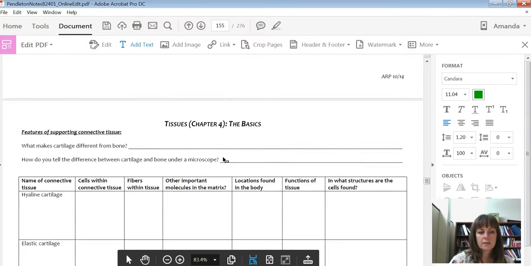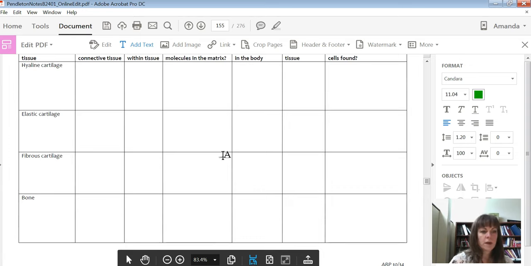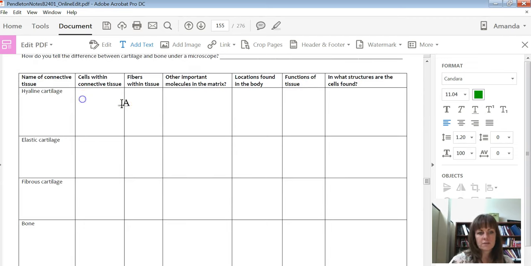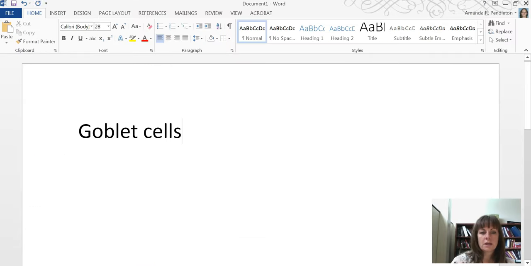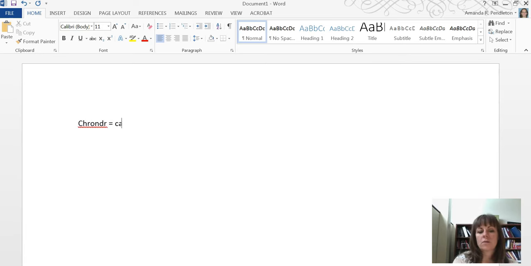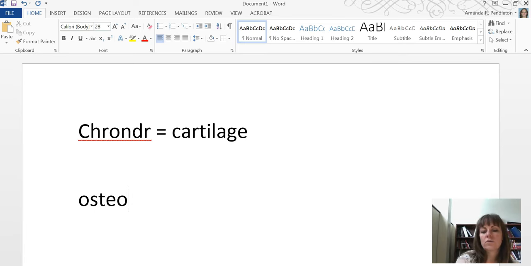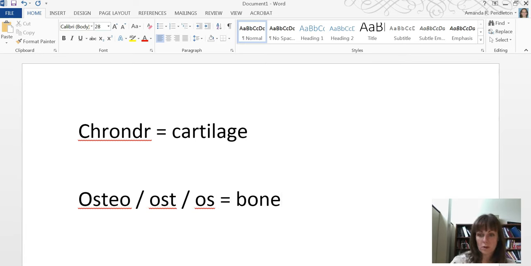and talking a little bit about some of the different types of cartilage, and bone. So one thing you should know is that it has cells within the connective tissue. Anytime you see something that says chondra, that's going to equal cartilage. So chondra equals cartilage. We're going to see some similarities between cartilage and bone, but look for these root words. So osteo or ost, or os, that's going to equal bone.